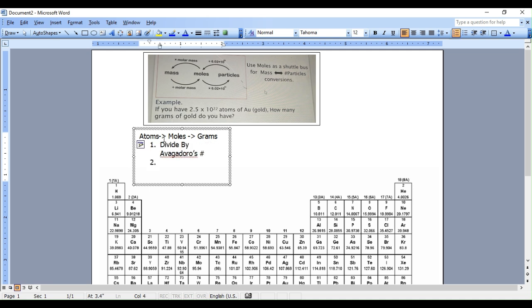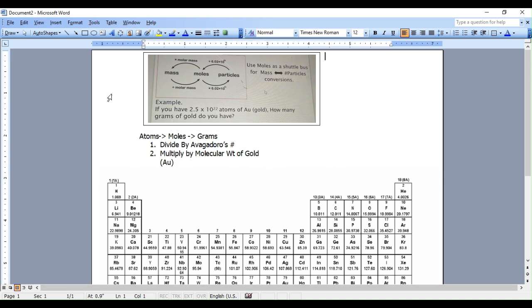And then we're going to multiply by the molecular weight of gold, which is Au. You'll see why when we do dimensional analysis. Au is the symbol. All right, let's make it happen.